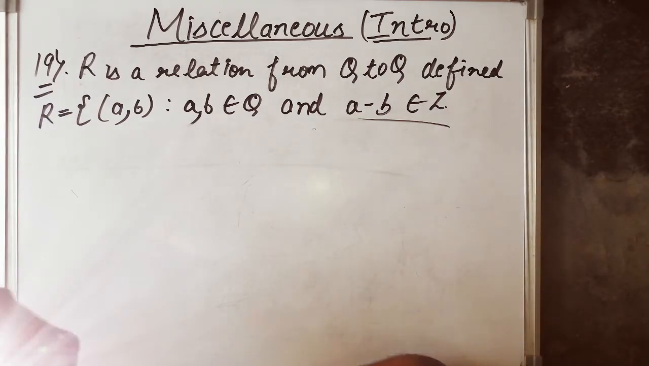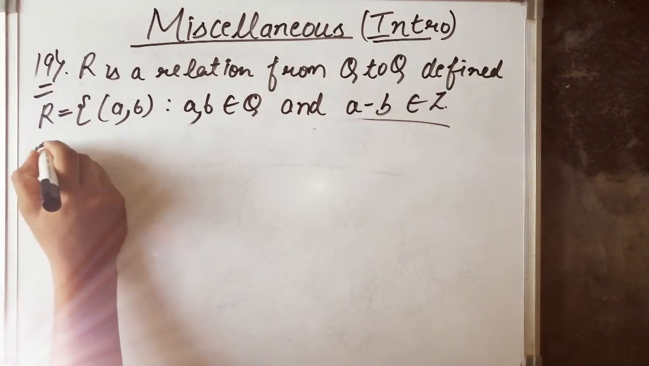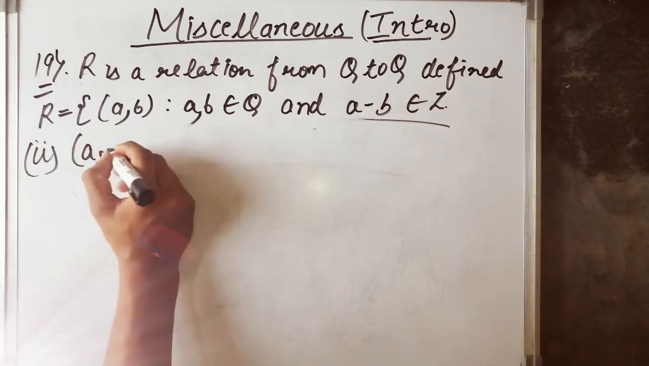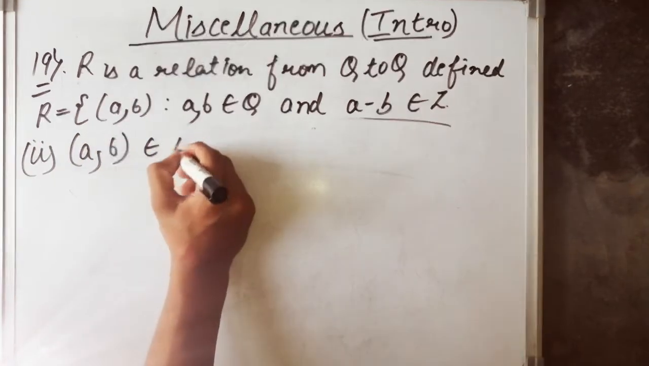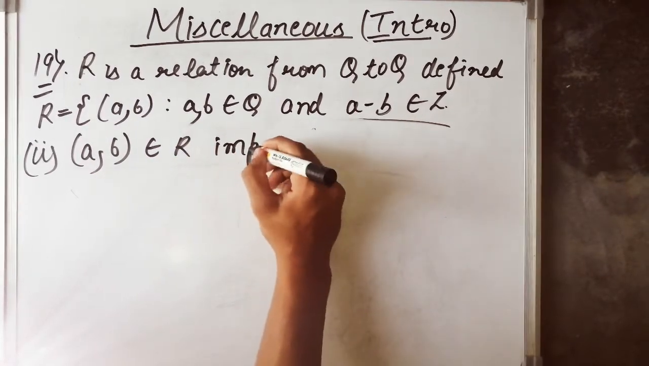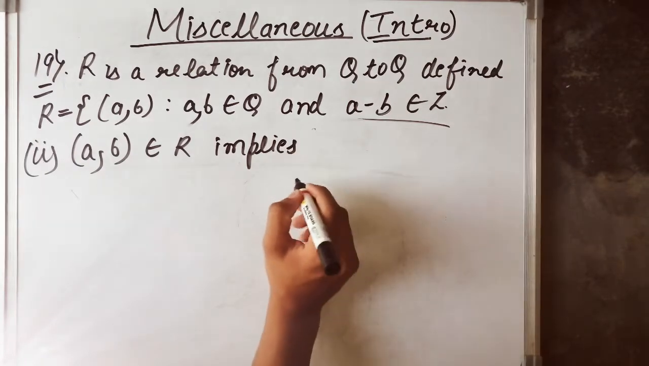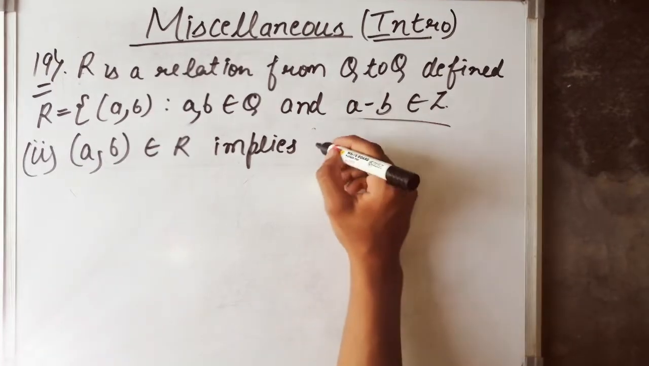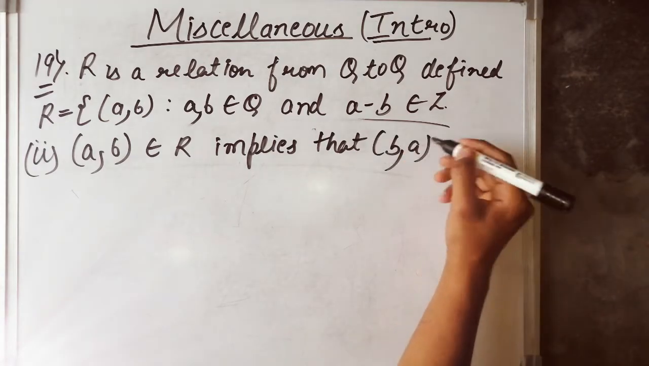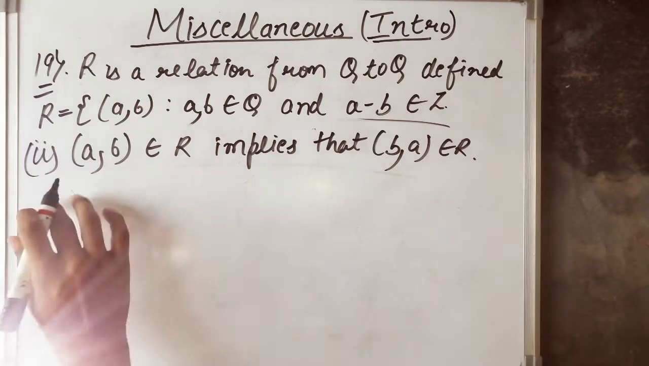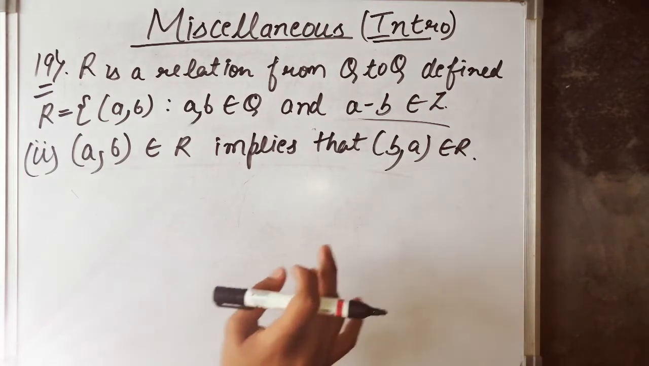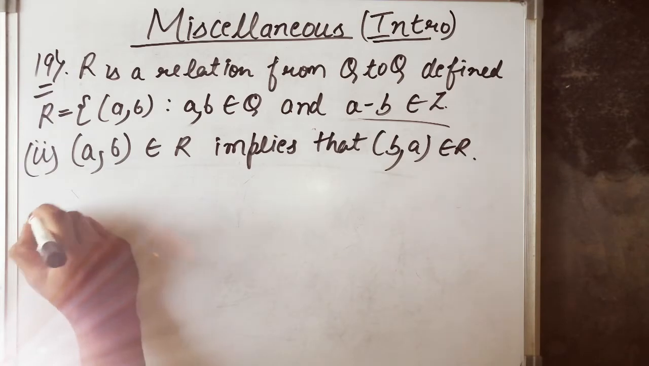Okay students, let's have a look at the second part of this question. It states that (a, b) belongs to R implies that (b, a) belongs to R. We need to show that (a, b) belongs to R implies that (b, a) also belongs to R. Let's have a look at the solution.